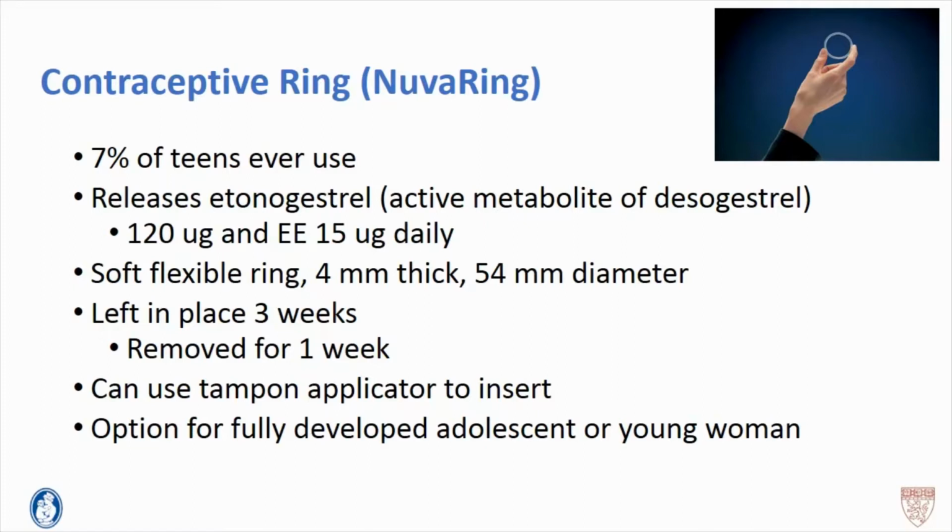Etonogestrel is a metabolite of desogestrel. It's a progestin. As you can see, it's a soft, flexible ring that can be inserted with a tampon applicator, and has really been a nice model for the young woman. Can also provide contraception, as I mentioned. In general, I've found the older adolescents who are more comfortable with their bodies and inserting and taking something out are more enthusiastic about this method.